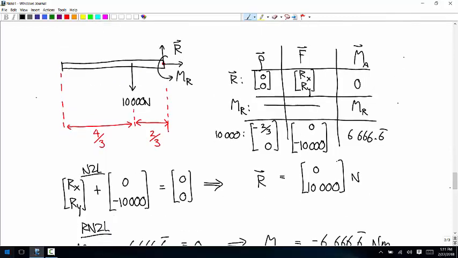Okay, so now let's look at this picture and just try to make sense out of the signs of this stuff, make sure it makes sense. Does it make sense that over here you'd have to apply a 10,000 force up? Yeah, because it has to counteract this 10,000 force down. And then for the couple, does it make sense that we would have to apply a clockwise couple at the wall to keep that in equilibrium? Yeah, because if this is the about point, this is going to try to make it go counterclockwise, positive. So the wall has to counteract that with a negative couple.